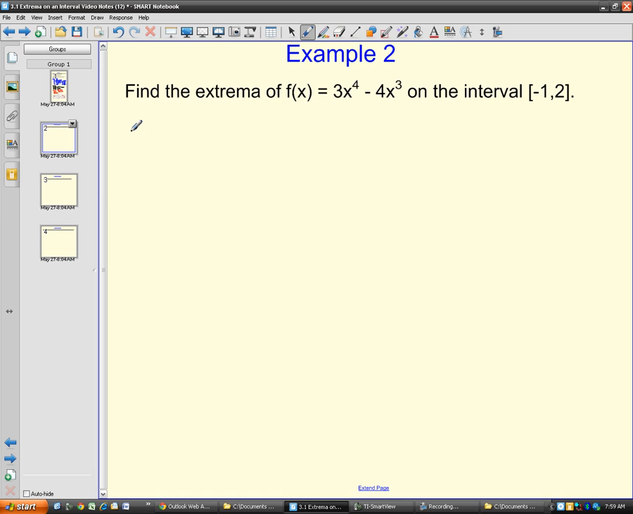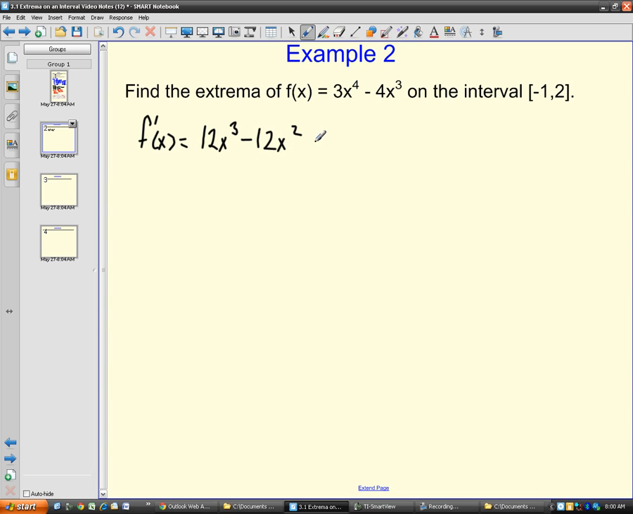So basically what I'm going to do is take the derivative of this function, f prime of x, and when I take the derivative, I get 12x cubed minus 12x squared. And so if I set this function equal to 0, I will find values of x where there is a maximum or a minimum.